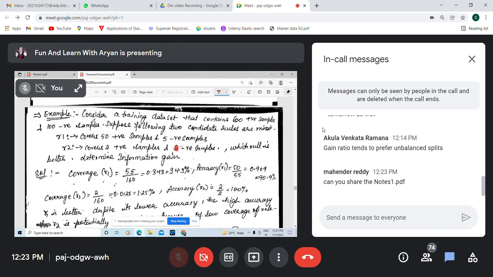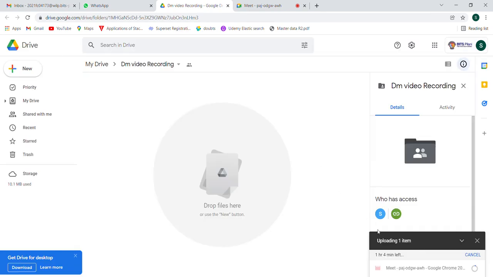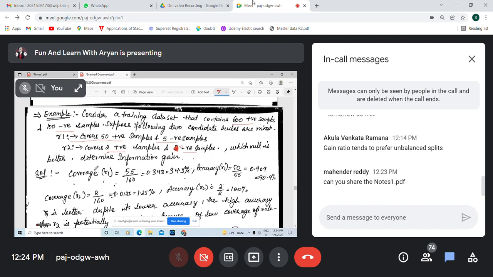Consider a training data set that contains 60 positive samples and 100 negative samples. R1 covers, let's say, 50 positive samples and 5 negative samples. R2 covers 2 positive samples and 0 negative samples. Which rule is better? Now the total coverage is 50 plus 5 negative, that means 55 by total number of tuples, 60 plus 100. 60 positive and 100 negative samples are there, right? So 160. So this is coverage.